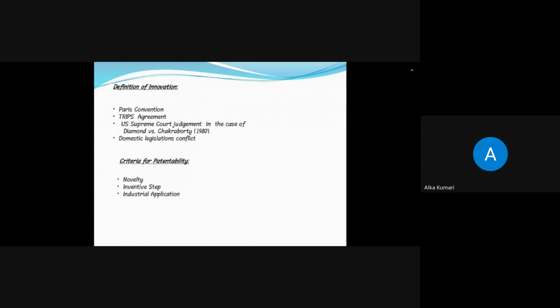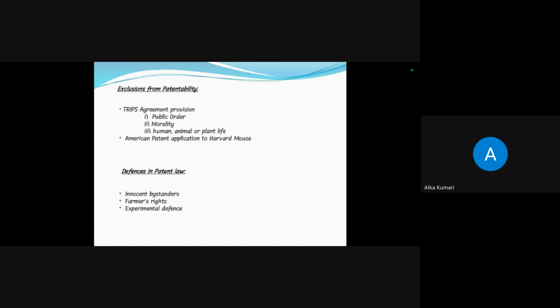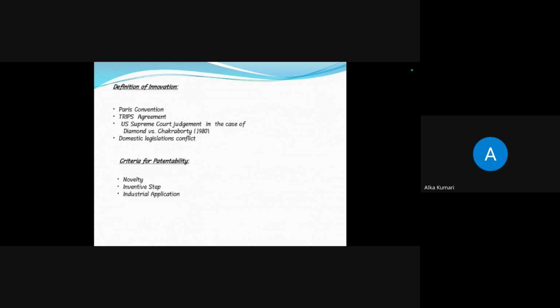But the results would differ in the case of the US or Australia, where a mixed novelty criteria is applied with regard to the state of the art. So again, the novelty term itself becomes debatable. The second step is inventive step. The test of inventive step is always with reference to the person skilled in the art.